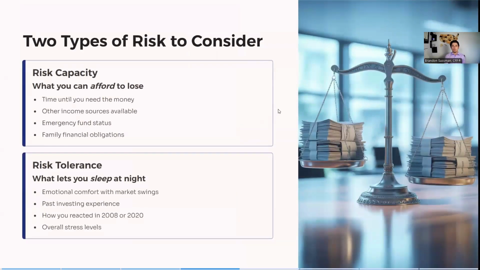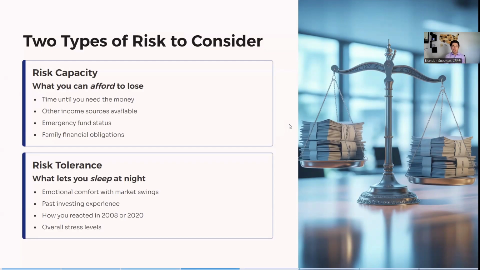So there's two pieces of risk that we want to think about. And the way that I like to think about this is how we would invest if you were a robot and you did not care what happened with your portfolio, and then how we actually invest knowing that you're not a robot and you are going to be emotionally tied to your portfolio and the rate of return there. So the first one, the robot mentality, would be your risk capacity. So this is what could you afford to lose just based on a number standpoint from your financial plan.